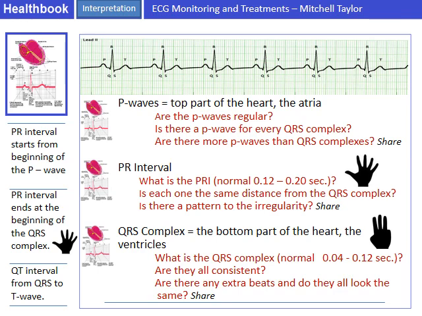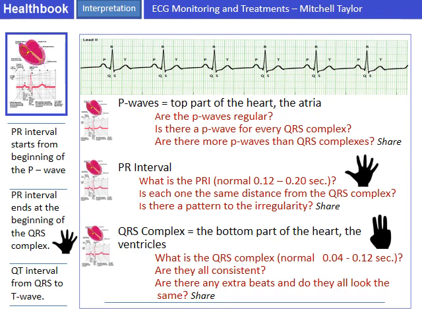So those are our 3 things we're going to measure: the PR interval, the QRS complex, and the QT interval. And so now we have the rate, what kind of rhythm it is, normal sinus rhythm, the rate, the PRI, the QRS width, and the QT interval.